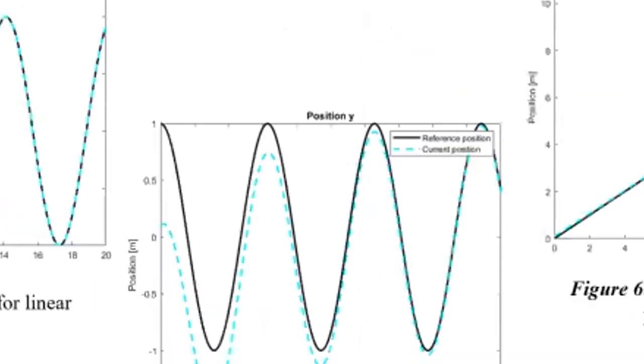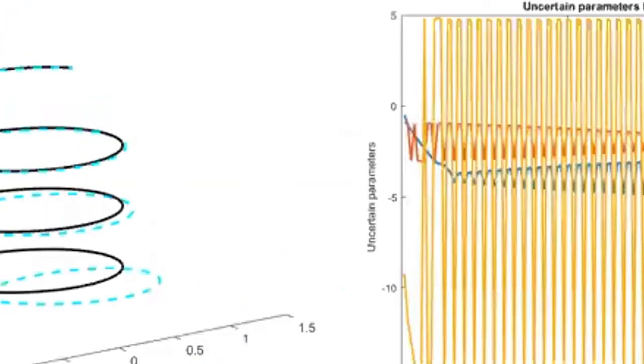Here the results for the translation are shown. It can be seen how the system searches for each of the references until it reaches it. For this, an ascending spiral trajectory was proposed, where the good performance of the controller is appreciated, as well as the uncertain parameters that are adapted and recalculated for each of the cases.